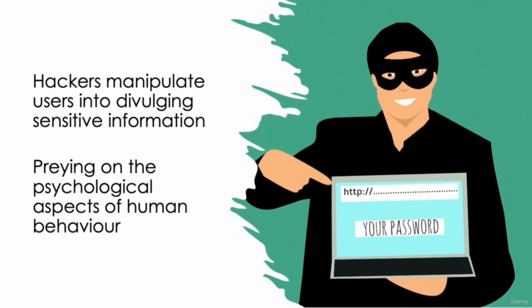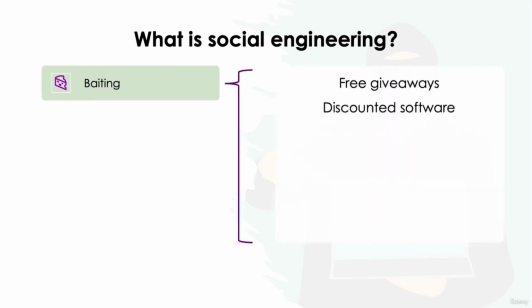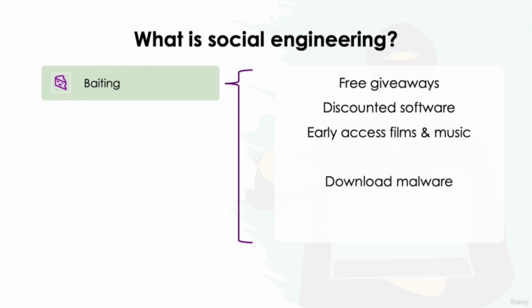Some of the most common forms of social engineering attacks are baiting. In a baiting scenario, hackers will entice victims into providing confidential information through the offers of free giveaways, discounted software, or early access to new films and music, for example. By taking the bait, victims may fall foul of unintentionally downloading malware onto their device, losing their money and never receiving the advertised offer, or supplying sensitive information, which can be used in other social engineering methods.